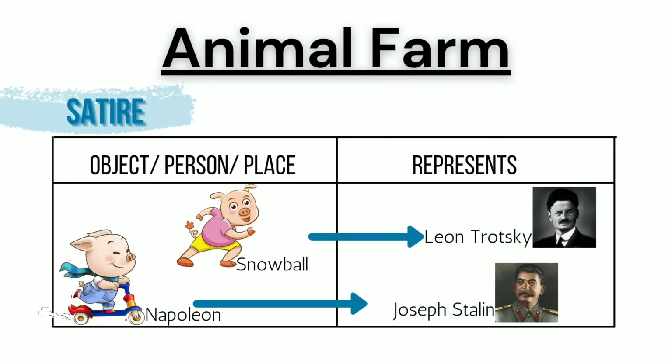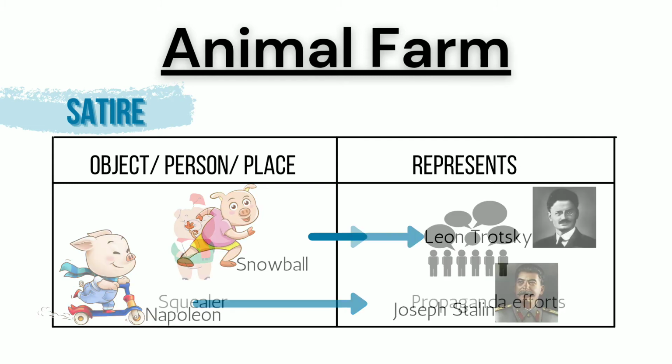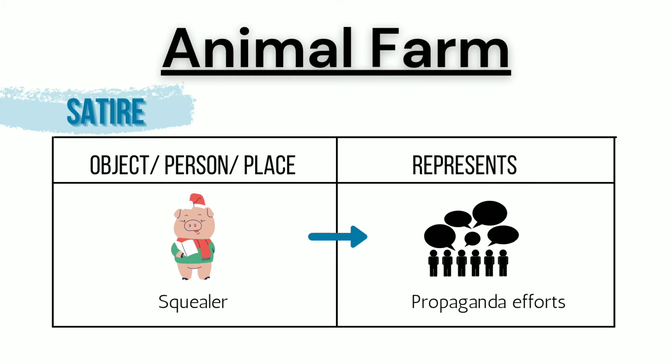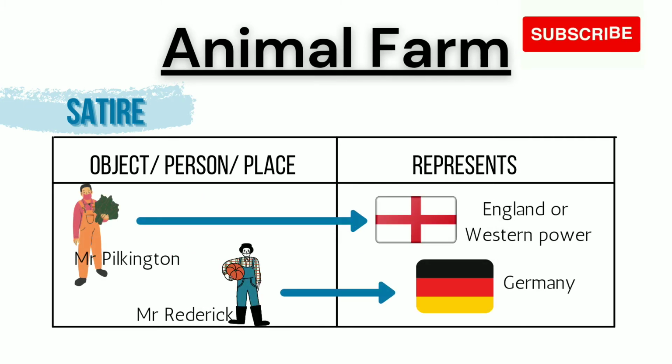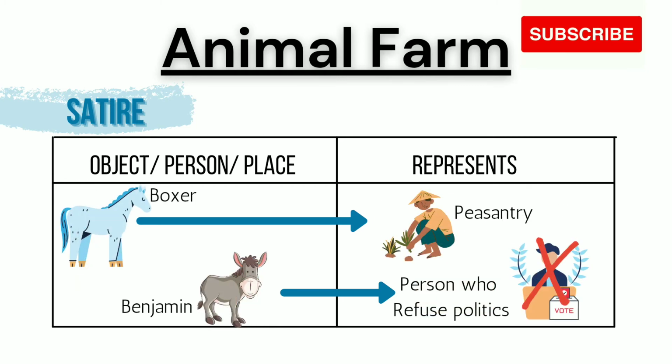The two young male pigs, Snowball represents Trotsky and Napoleon represents Stalin, who dominated the discussion, and the third pig, Squealer, represents all the propaganda efforts, who always asserted that the privileges availed by the pigs are for the good of the farm. Next, the neighbours: Mr. Pilkington represents England or Western powers, and Mr. Frederick represents Germany. Next, Boxer represents the hard-working peasantry, and Benjamin represents persons who refuse to get involved in politics and fail to effect meaningful change.